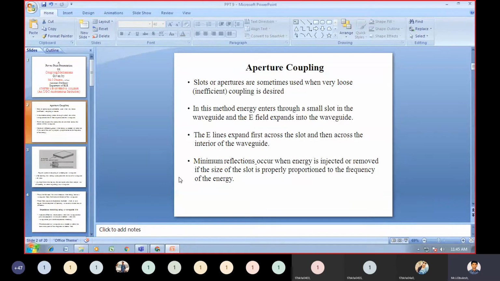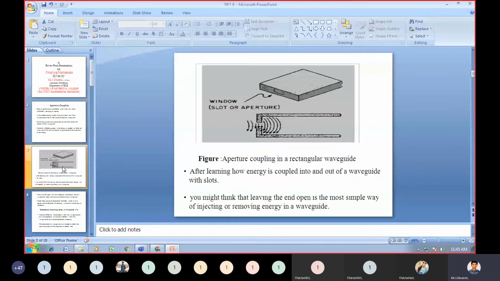if the size of the slot, or the size of the aperture, or the size of the window, is properly proportional to the frequency of the energy. This size of the aperture is proportional to the frequency of the energy. You just need to remember this. This size is proportional to the frequency of the energy.